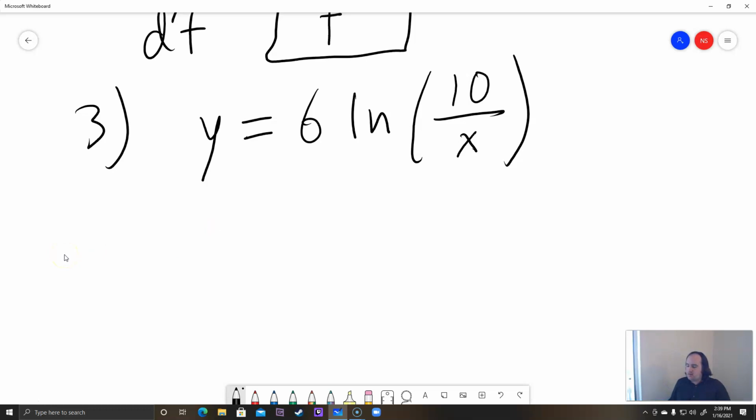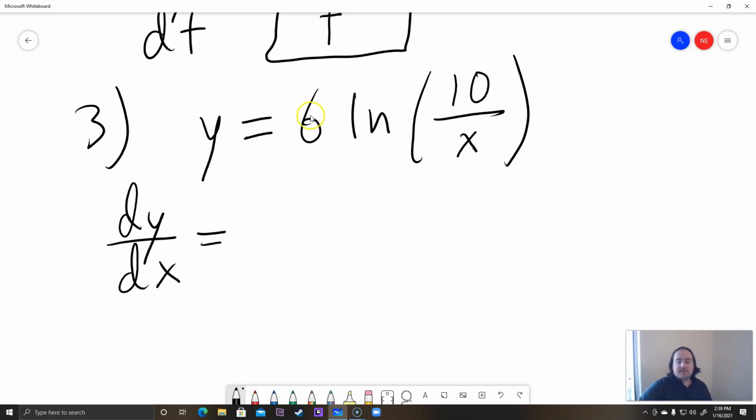Okay? So using the chain rule, taking the derivative of the outer function, inner left alone, and leaving this constant of 6 out front. So we leave the 6 out front, and then we have 6 times 1 over the inner function, because the derivative of ln is 1 over the inner function. So that's going to be 1 over 10 over x.